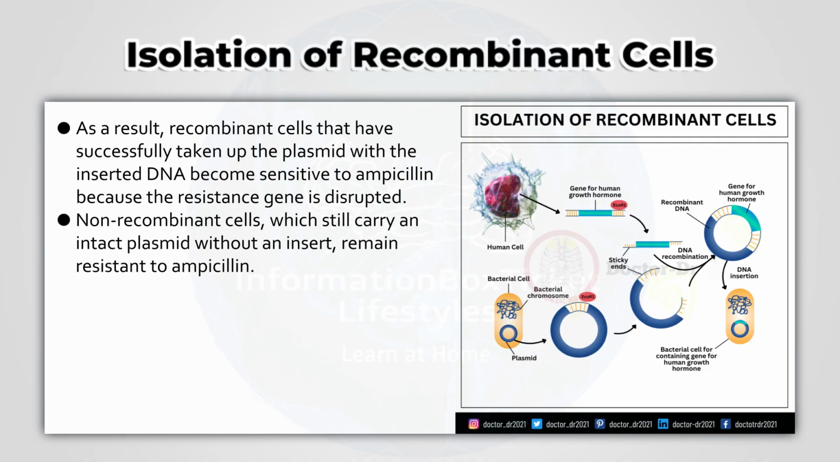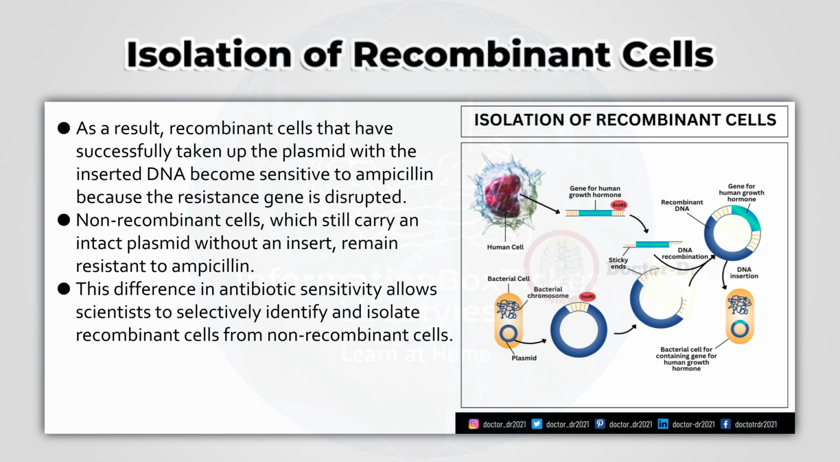Non-recombinant cells, which still carry an intact plasmid without an insert, remain resistant to ampicillin. This difference in antibiotic sensitivity allows scientists to selectively identify and isolate recombinant cells from non-recombinant cells.